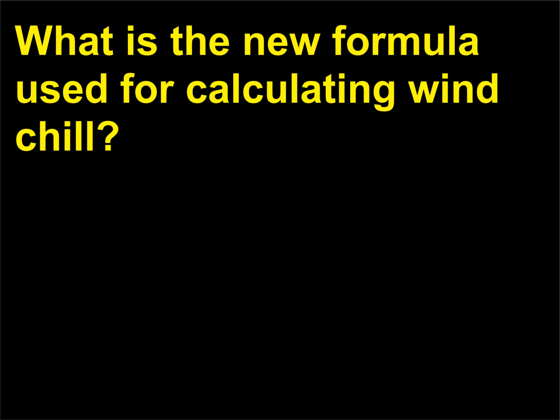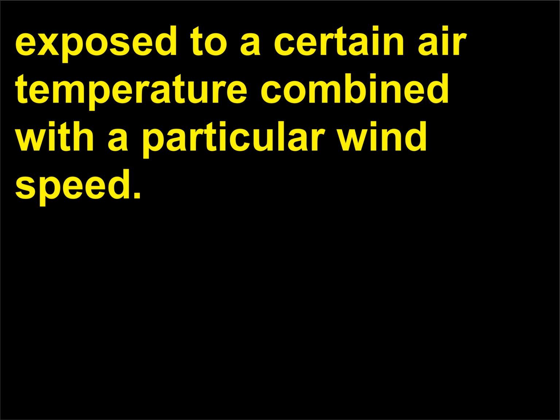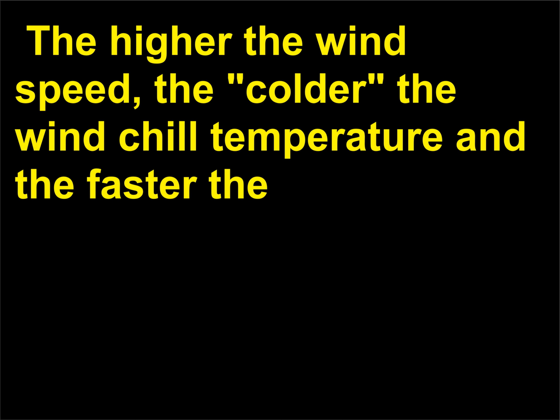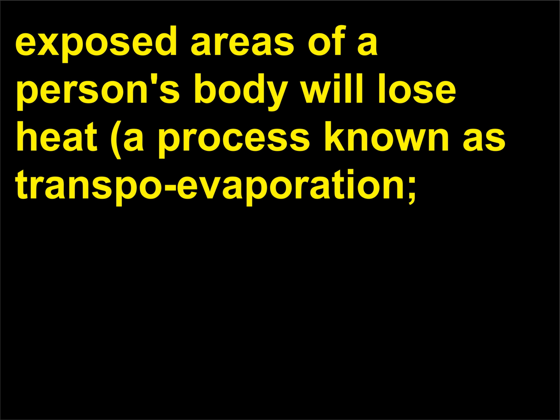What is the new formula used for calculating wind chill? Most people know about wind chill, the temperature your body feels when it is exposed to a certain air temperature combined with a particular wind speed. The higher the wind speed, the colder the wind chill temperature and the faster the exposed areas of a person's body will lose heat, a process known as evaporation.